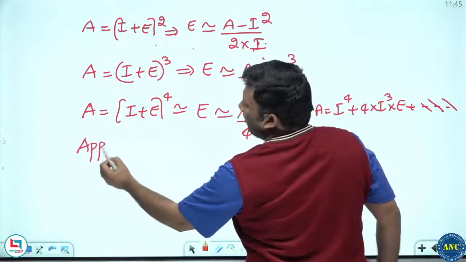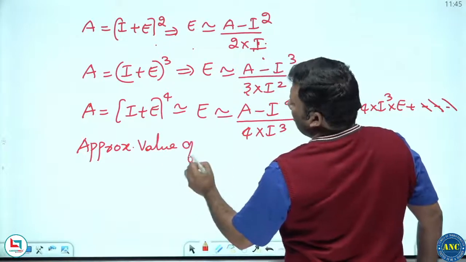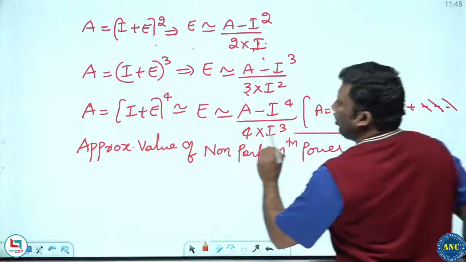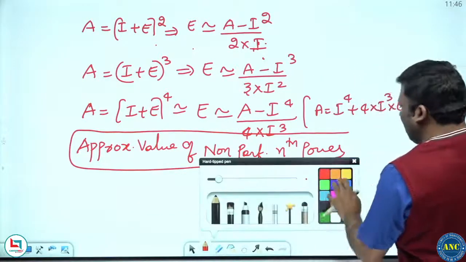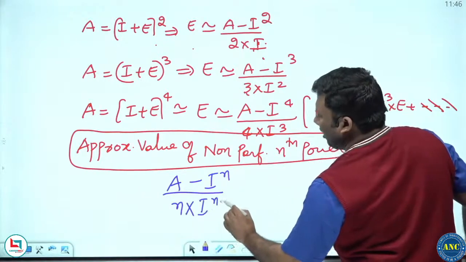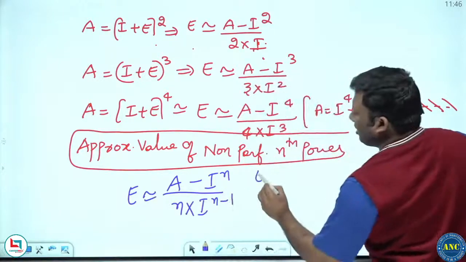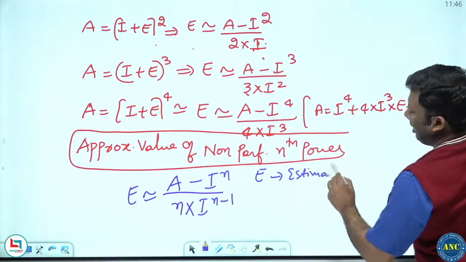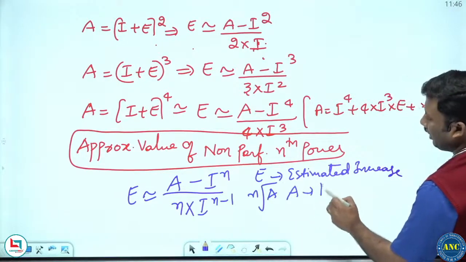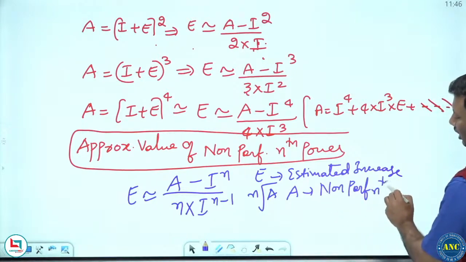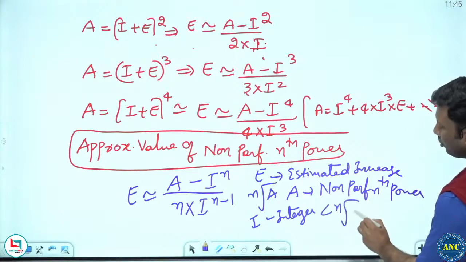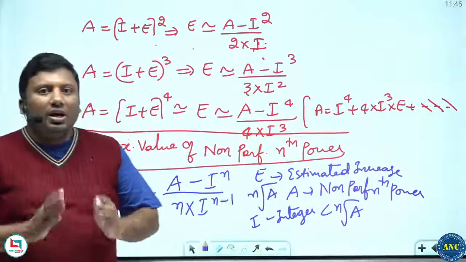Now please make a note of one important concept. Approximate value of a non-perfect nth power. This is the heading for today's class. Once you know this concept, these are all extremely important. It is nothing but (A minus I power n) divided by n into I power n minus 1. This is nothing but E. E is nothing but an estimated increase in the nth root of A. A is the non-perfect nth power. I is the integer just less than the nth root of A. I hope the concept is clear to you.